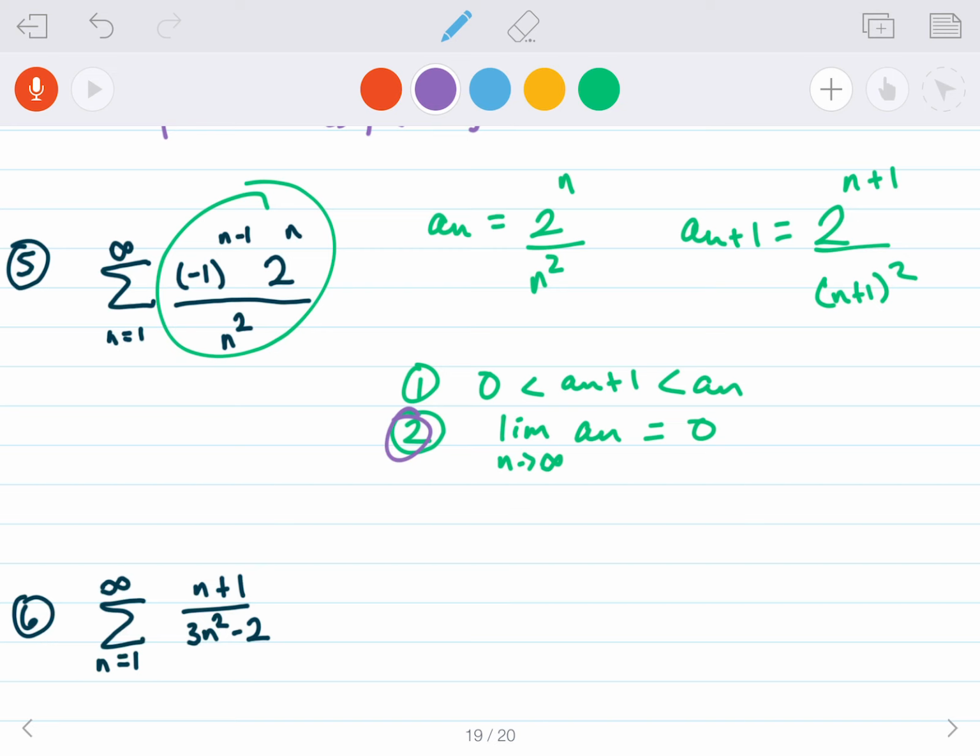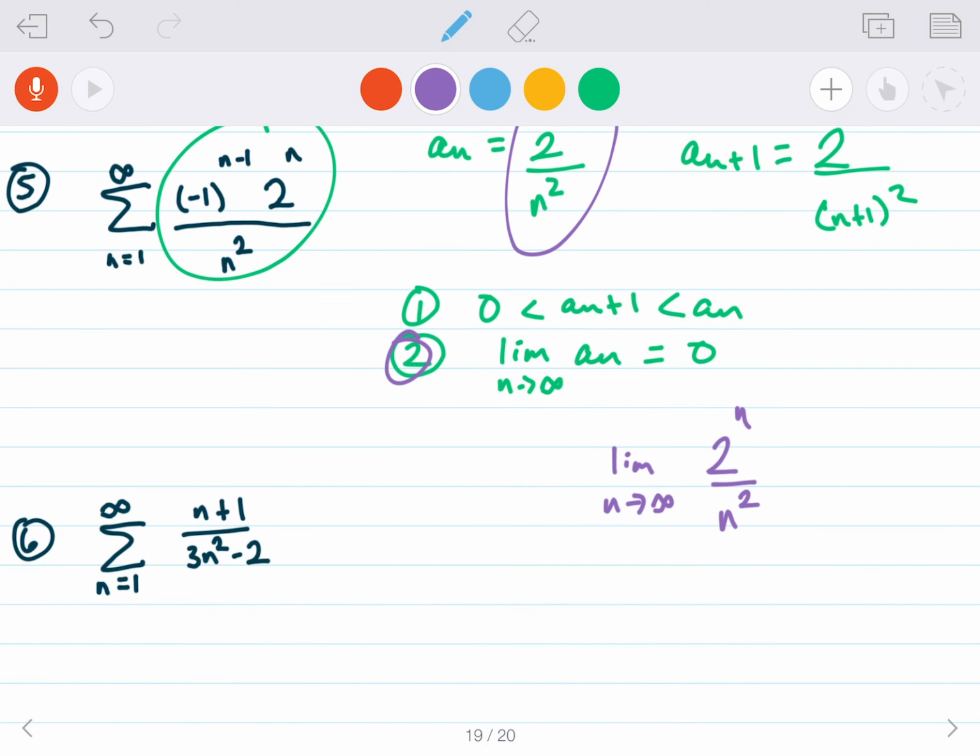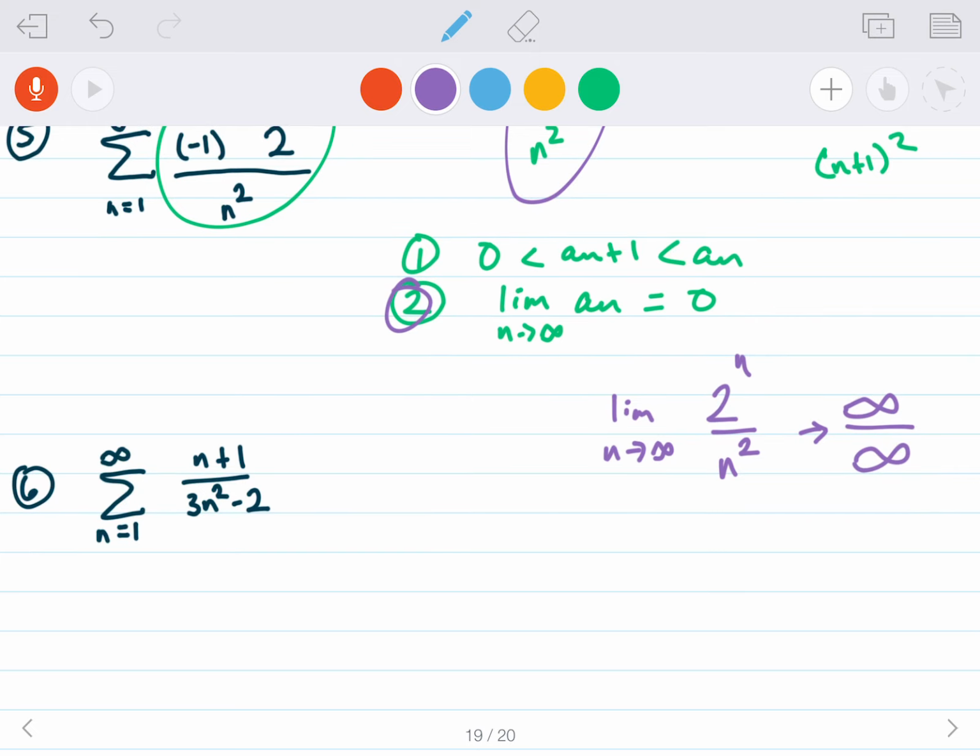So let's look at condition two. We have the limit as n goes to infinity of a sub n, which is 2 to the n over n squared. And L'Hopital's rule is going to apply here because we have an indeterminate form, infinity over infinity, when we plug in n. So with L'Hopital's rule, remember we take the derivative of the top and the bottom. The derivative of the top here is just going to be ln of 2 times 2 to the n. The derivative of the bottom is going to be 2n.